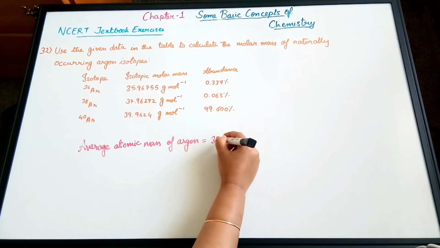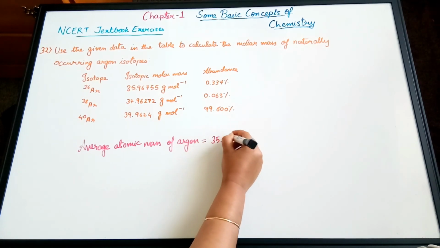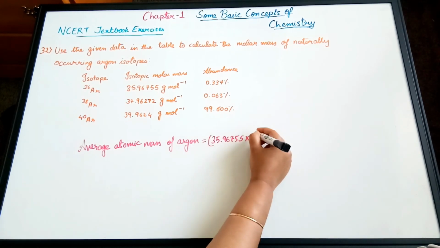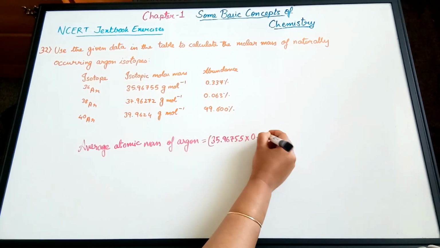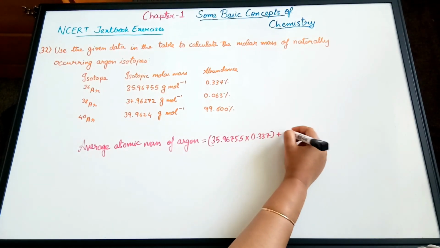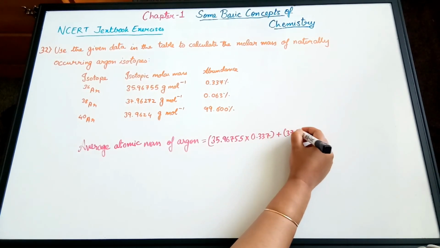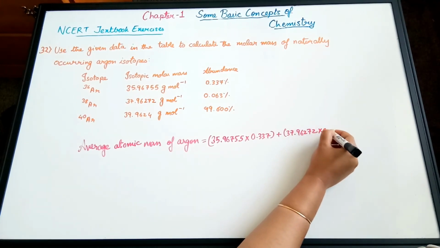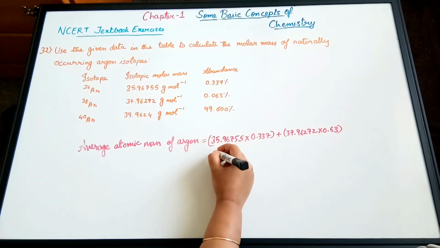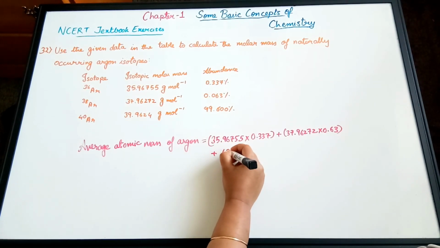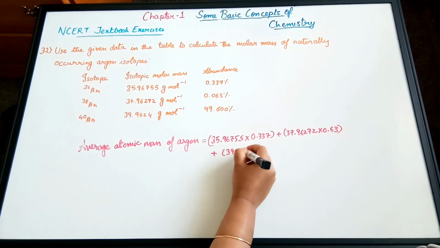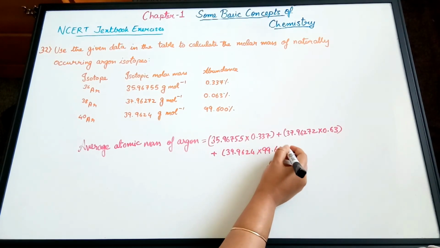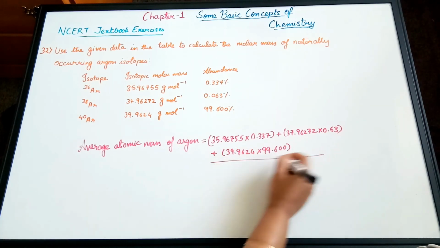So 35.96755 into 0.337 plus 37.96272 into 0.63 plus 39.9624 into 99.600, whole divided by 100.